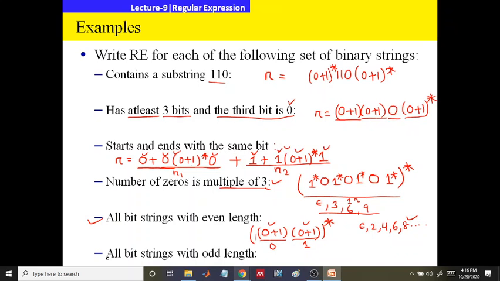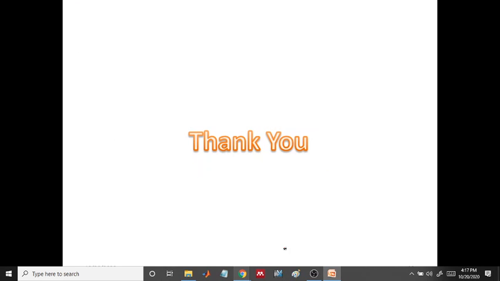Okay, so now all bit strings with odd length. Odd length means what? Even plus 1. So I will write the even part, ((0+1)(0+1))*, which represents even length strings, and before that I will keep 0 plus 1, either 0 or 1, so that when I concatenate a one-length string with an even length string, I will always get an odd length string. So now I hope all of you have a glimpse of regular expressions and how to write them. So thank you. I hope all of you have understood it.